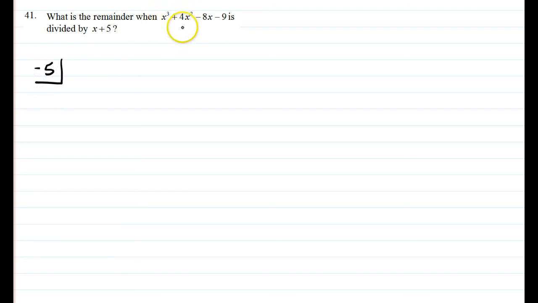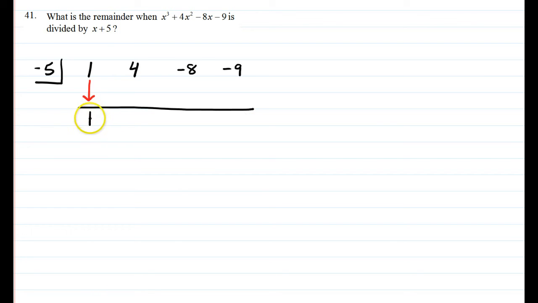And so now we just take the coefficients, and we also want to make sure that we have all the terms. It goes cubed, squared, 1, none, so we're good there. So that's going to be 1, 4, negative 8, negative 9. So now we just bring the 1 down. And so now you multiply 1 times negative 5. And then we add 4 plus negative 5 is negative 1.